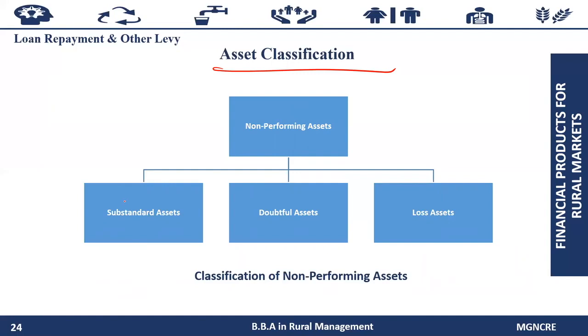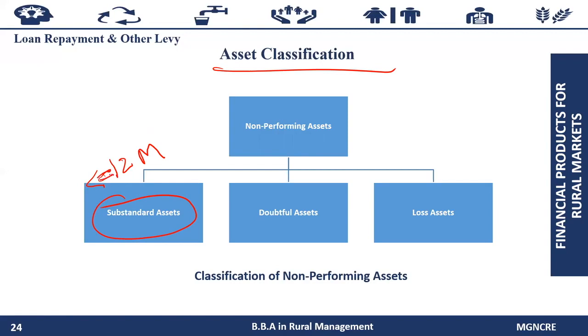Substandard assets: effective from 31st March 2005, a substandard asset would be such an asset which has remained an NPA for a period of less than or equal to 12 months.